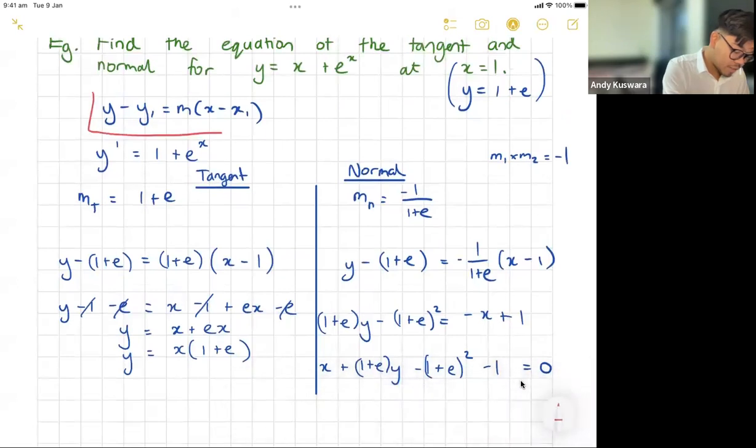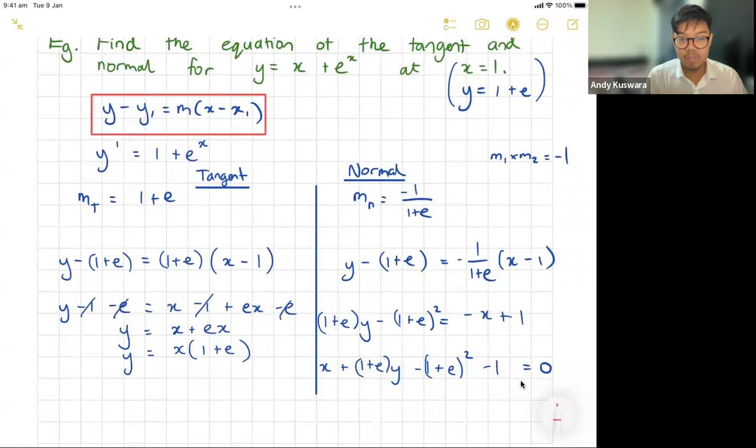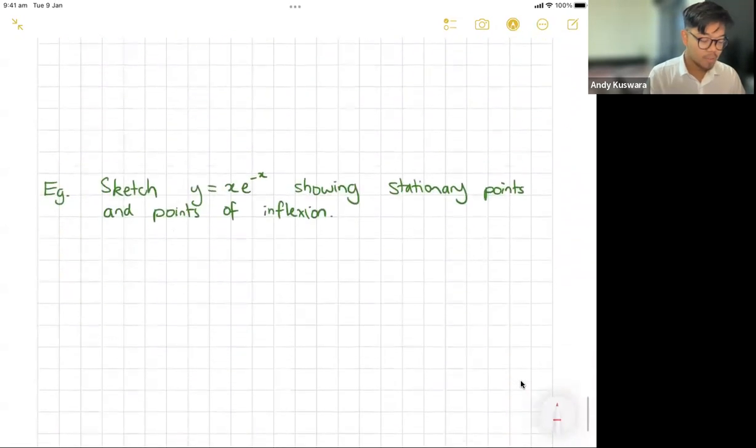All of this hinges on using your first derivative to get the gradient of either your tangent or your normal, using the particular point they've given you. Hopefully that's not too bad.